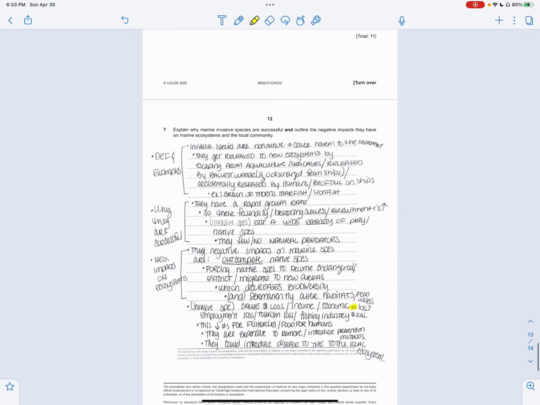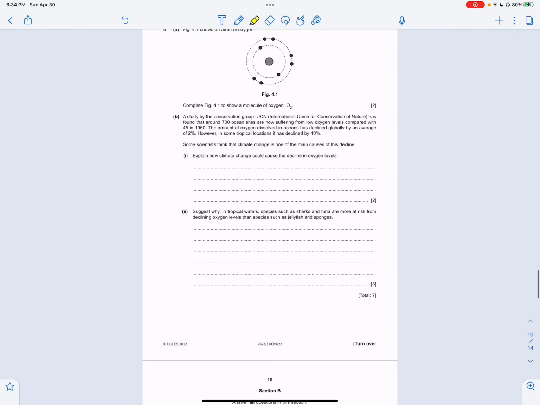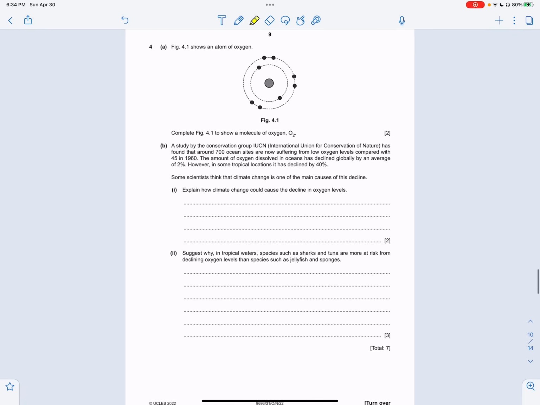All right, we're almost done. Then we're in section B, and that's that. So we've got just 4 pages left.